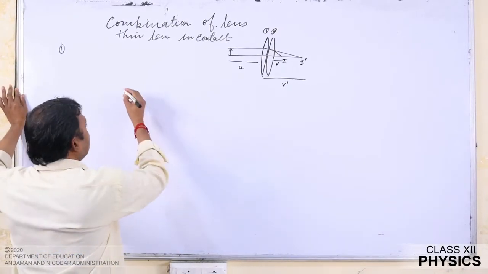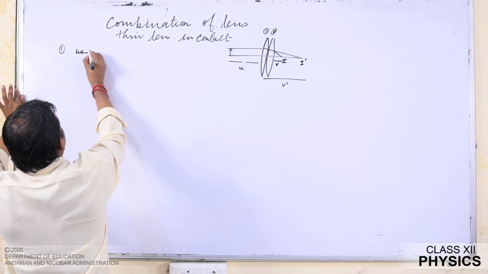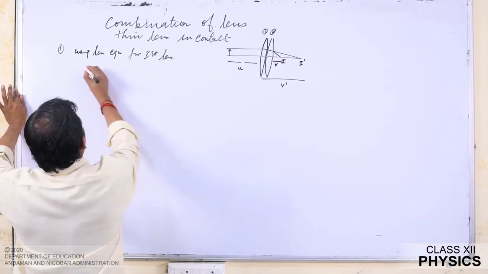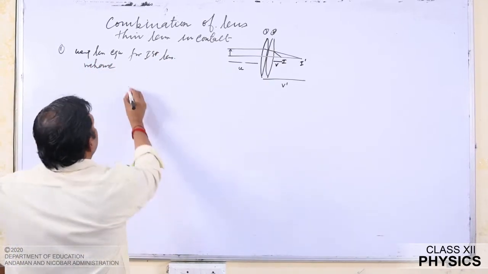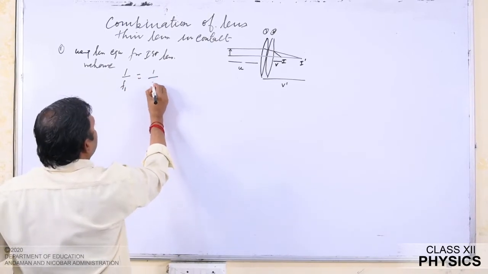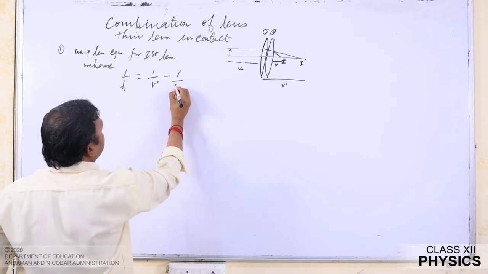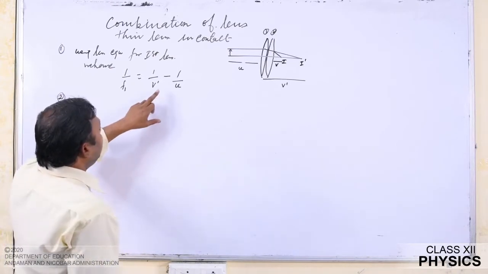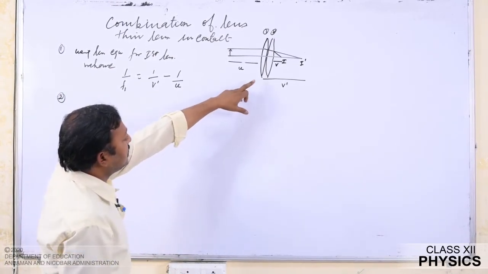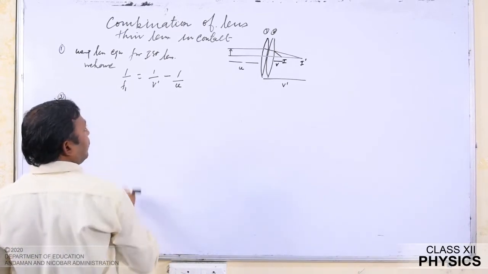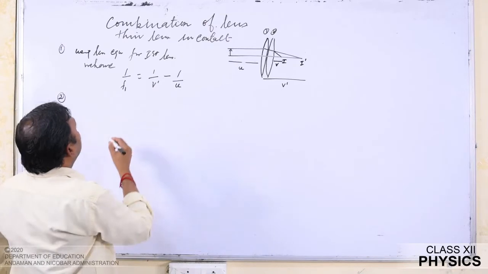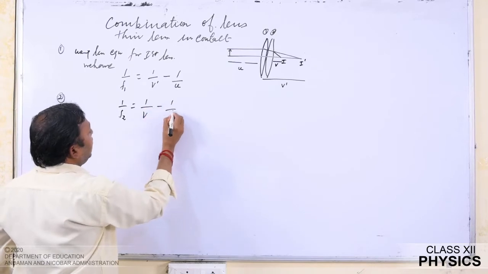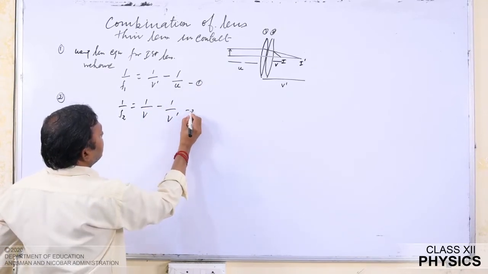For the first lens, using the lens equation, we have 1 by F1 is equal to 1 by v minus 1 by v dash minus 1 by u, where F1 is the focal length of the first lens. Similarly, for the second lens, v dash is acting as an object distance. Let F2 be the focal length of the second lens, then using the thin lens formula, we get 1 by F2 is equal to 1 by v minus 1 by v dash. Let this be equation 1 and this one equation 2.